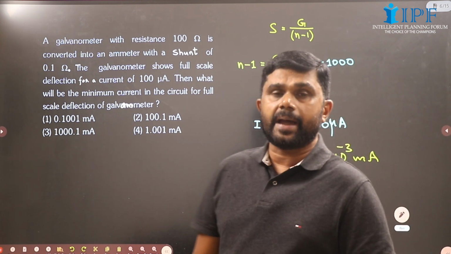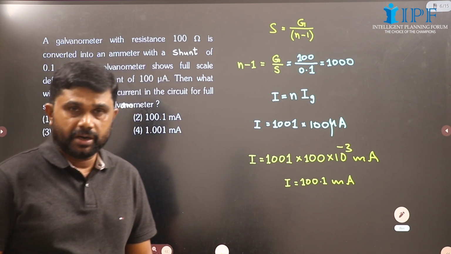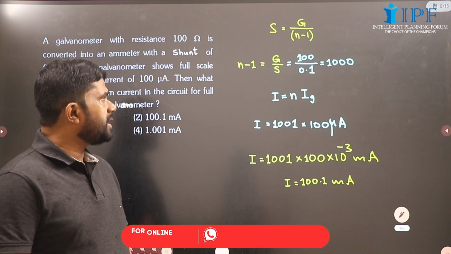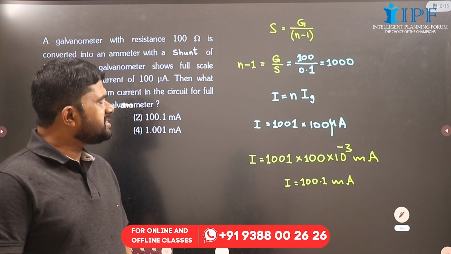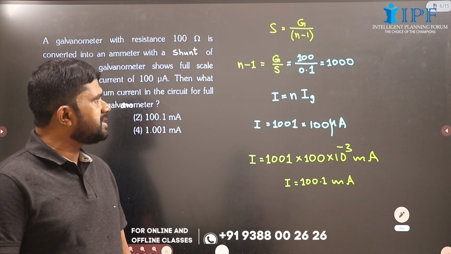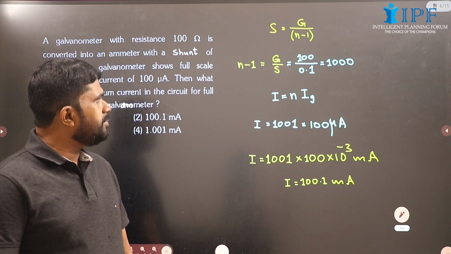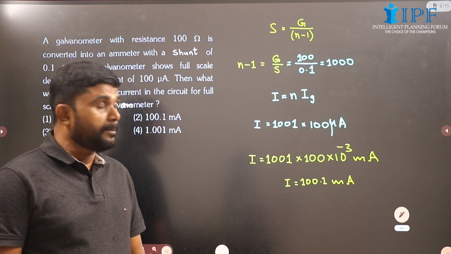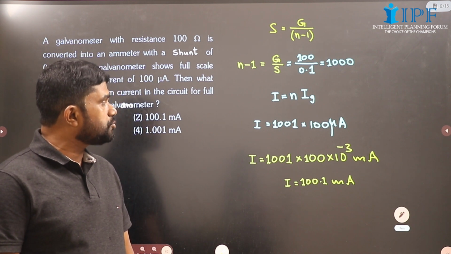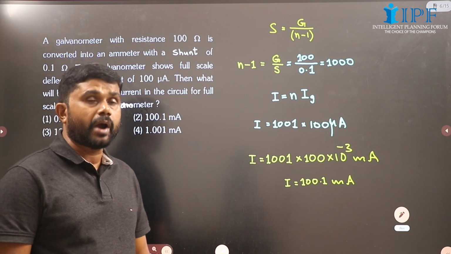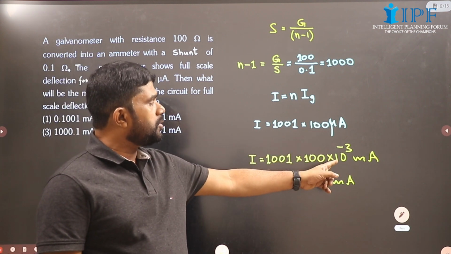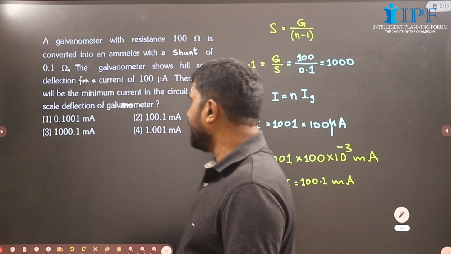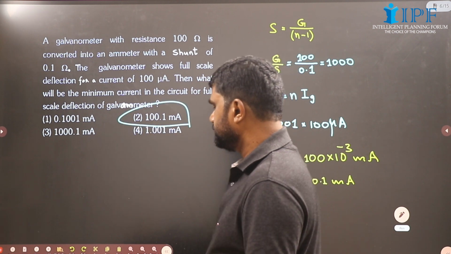See, shunt is capital G divided by n minus 1, where n is the factor by which its full scale deflection current is increased. Okay, so n minus 1 will be G by S. Shunt is given as 0.1 and G is equal to 100, so n minus 1 will be 1000 and n will be equal to 1001. So I, full scale deflection current of the ammeter, that is n into Ig, so 1001 into 100 microampere. See, microampere is actually 10 raised to minus 3 milliampere. Okay, so this will be 100.1 milliampere. Okay, 100.1 milliampere, this one, right?